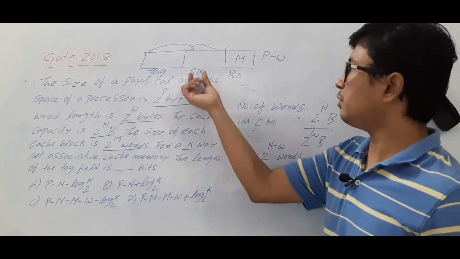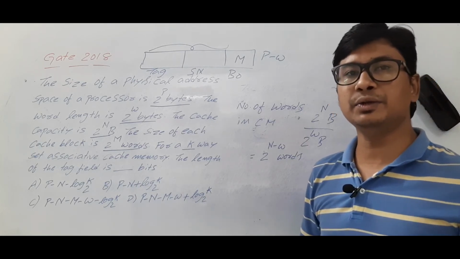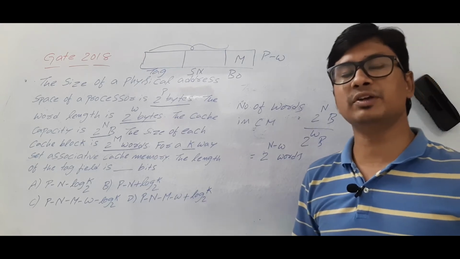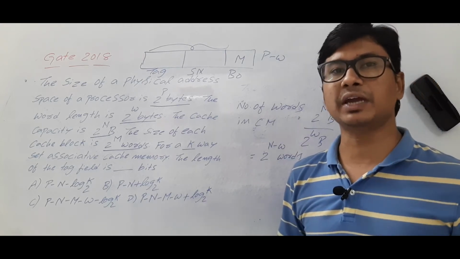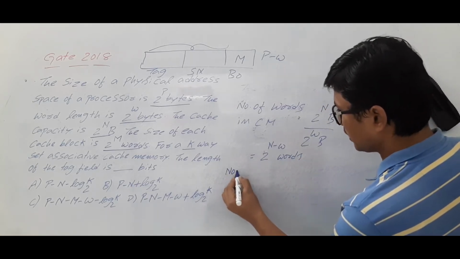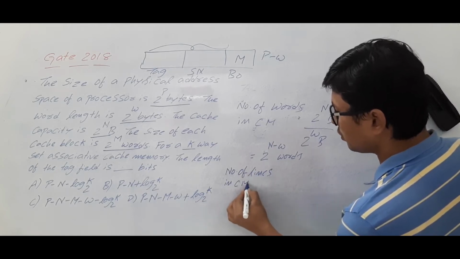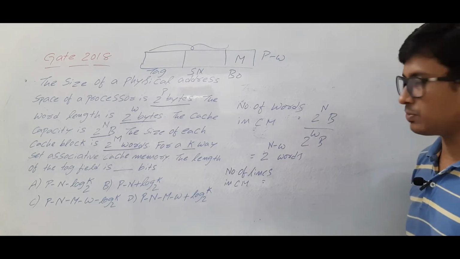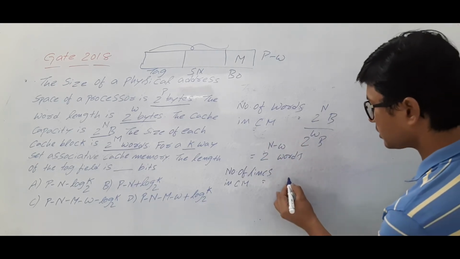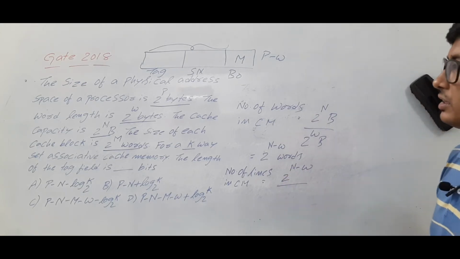Next I need to identify the set number. How will we get the set number? I need to identify the number of sets in the cache memory. How can I get the number of sets in the cache memory? First I need to calculate the number of lines in the cache memory. The number of lines in the cache memory is equal to the size of the cache memory, meaning the number of words in the cache memory. Is it clear? How many words are there in the cache memory? 2 power n minus w words.